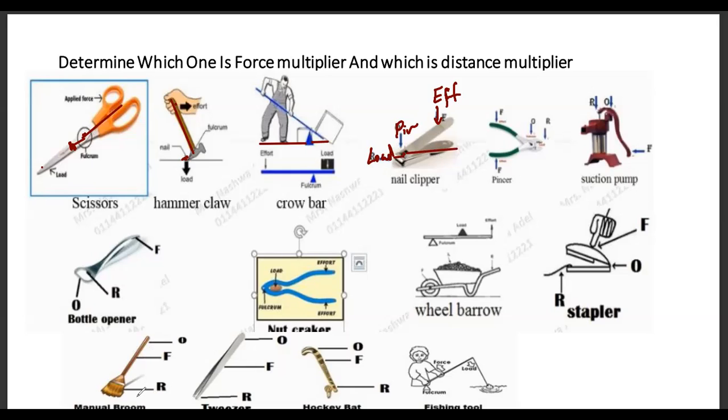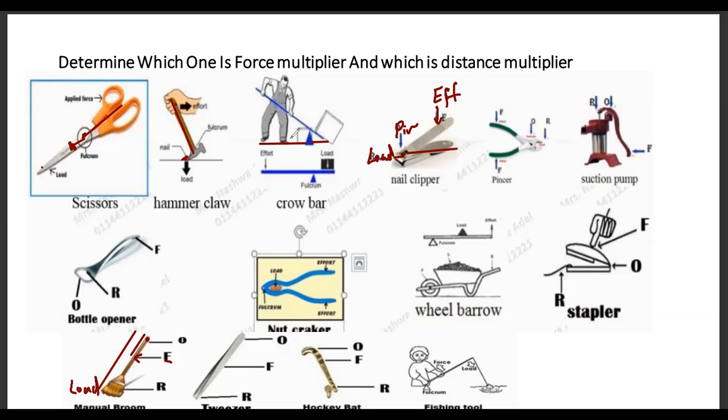Here, this is the manual broom. In the manual broom, you hold the manual from this point. This is a fixed point, and you push from this position. This is the effort, and the load is placed here. Okay, look here, the distance from the fulcrum to the effort is shorter than the fulcrum to the load. So the load distance is longer, so the manual broom is a distance multiplier.